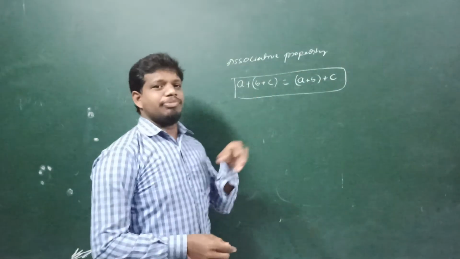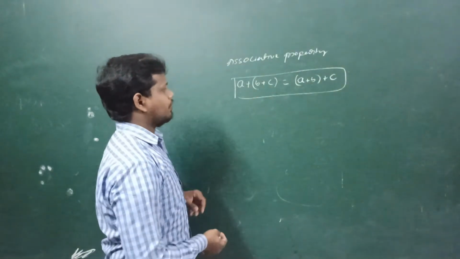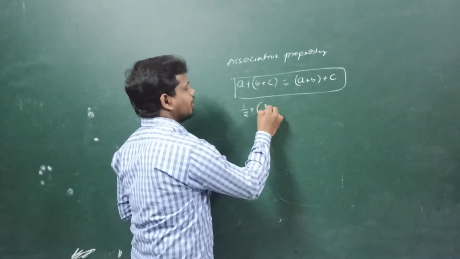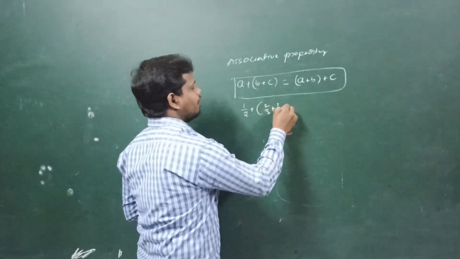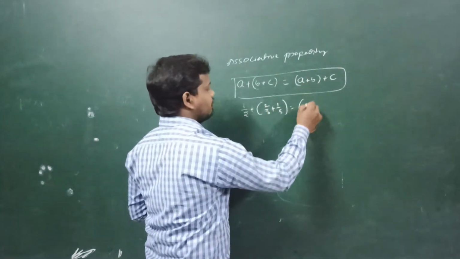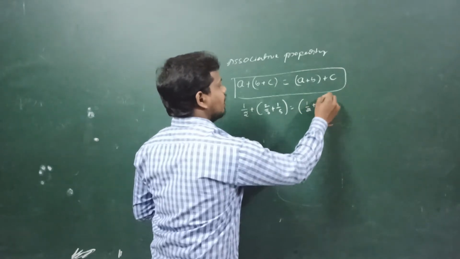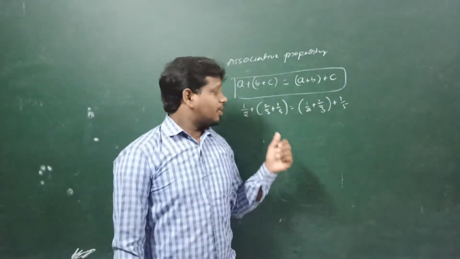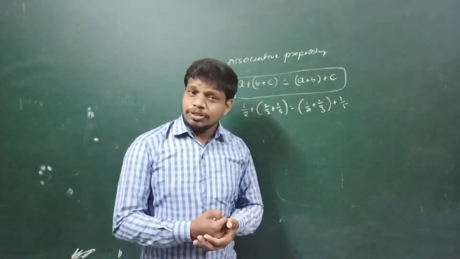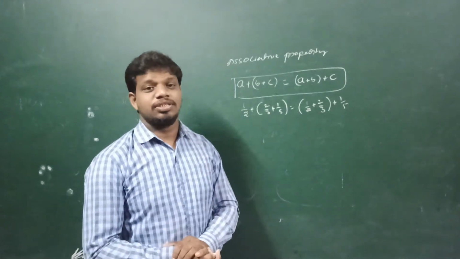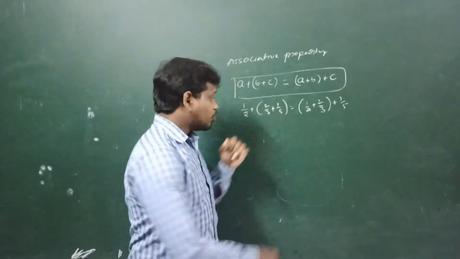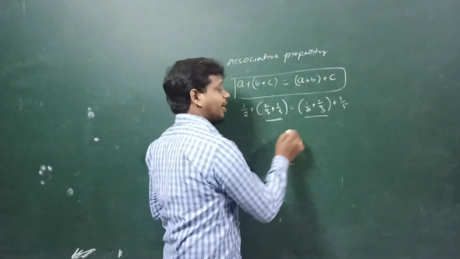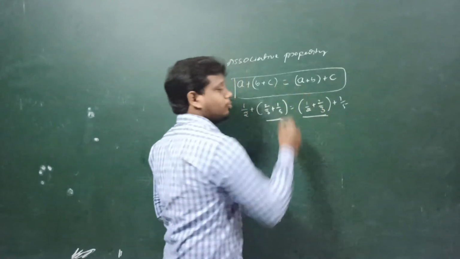Okay, so here simply we can take a few examples for this one. Assume that a equal to 1 by 2 and b equal to 2 by 3 and c equal to 1 by 5. Okay, here also substitute the values 1 by 2, 2 by 3 as well as 1 by 5. Now, according to the BODMAS rules, which one do we have to simplify first? Brackets. Okay, so in the left hand side we should simplify this bracket first, then after that the right hand side bracket.